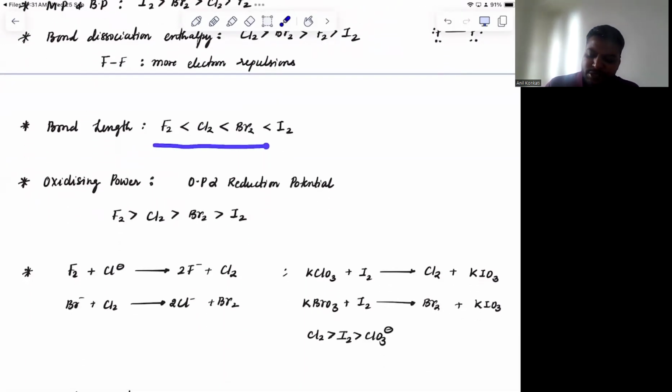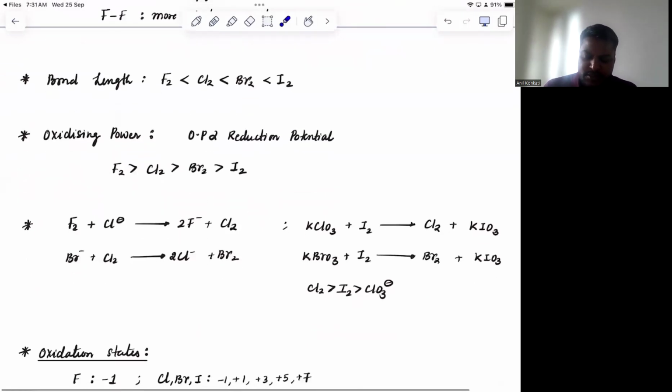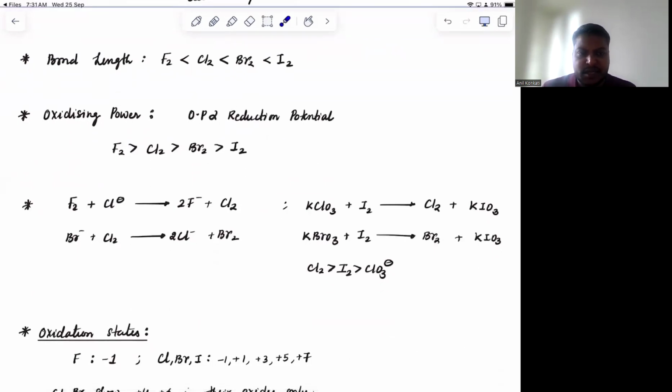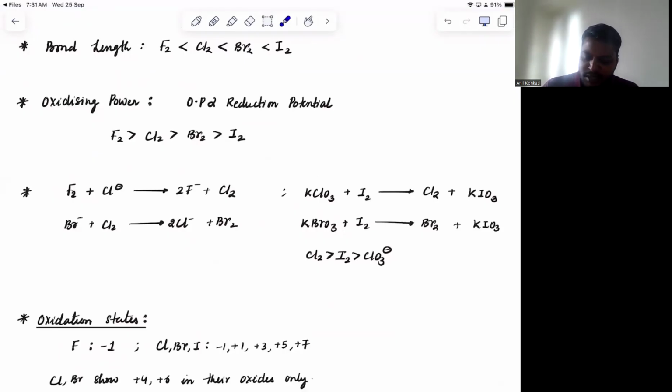Bond length wise, if you notice left to right, it increases. Fluorine will have the smallest bond length here. Next. If you notice oxidizing power for this one.